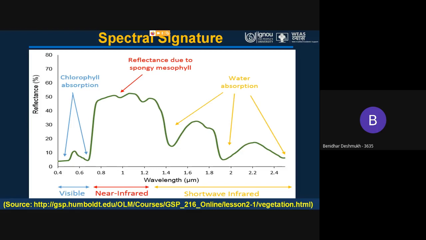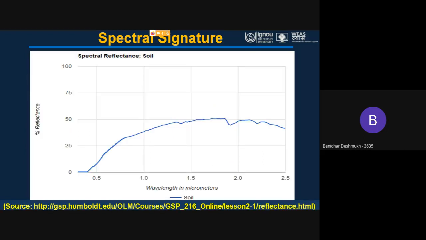So this is how, depending upon the chlorophyll content, the water content, the shape and size and thickness of the leaf, depending upon its moisture, then chlorophyll and mesophyll, we can identify different kinds of vegetation, meaning different vegetation species, the forest types, etc. Now, the second feature that we commonly study is the soil.